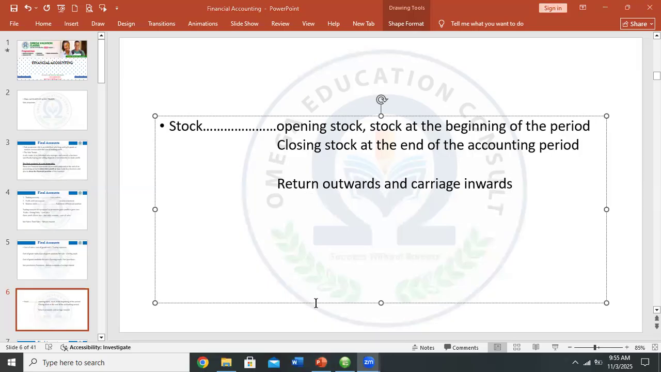Yes, Prof. Portia. So please, return outwards is when a business finds fault with some of the goods bought by the business and returns it back to the person. Okay. The supplier they bought the goods from.